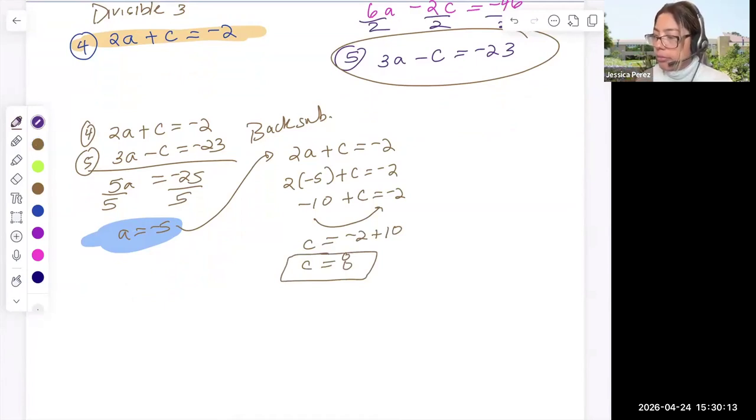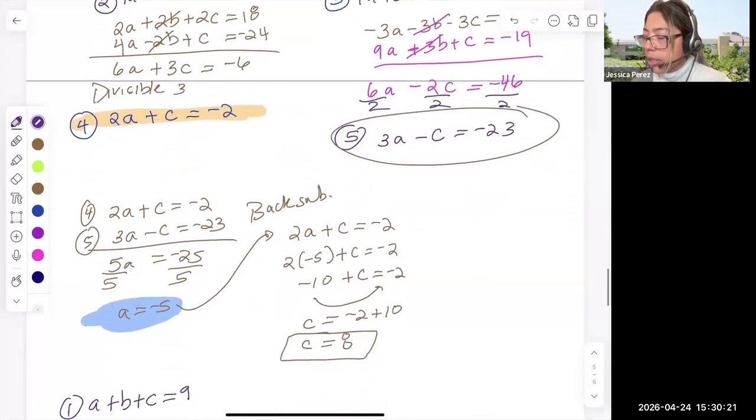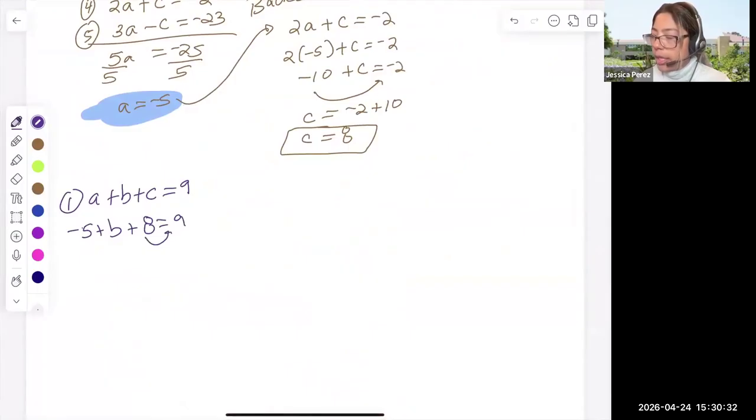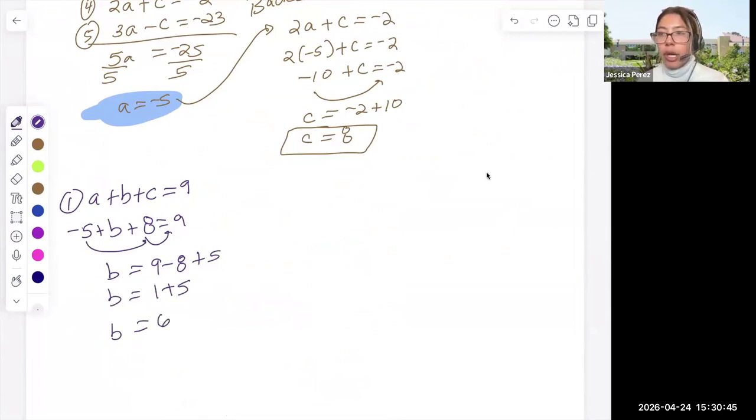I'm missing b. So I know that a plus b plus c is 9, right? Because that was from equation 1. So let's back substitute, and I get negative 5 plus b plus 8 equal 9. So then I'm going to subtract both sides and solve for b. So I get b is equal to 9 minus 8 plus 5. I get b equal 1 plus 5. That gives me b to be 6. Therefore, I'm able to solve efficiently for a, b, and c. My triple is negative 5, 6, and 8.